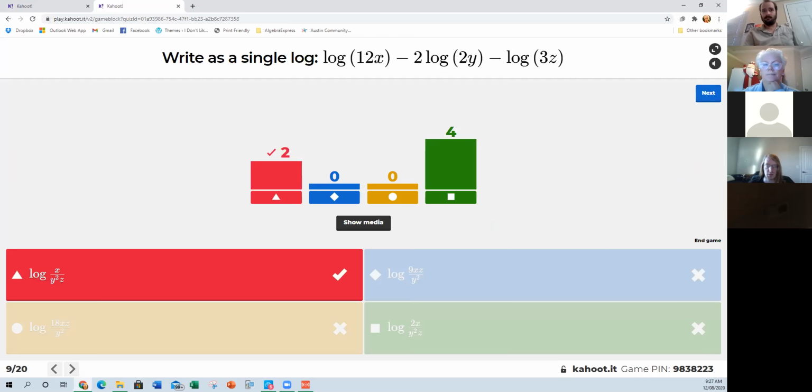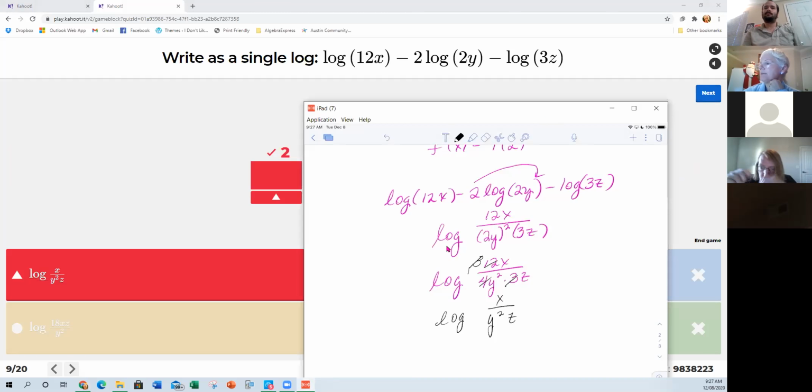Okay. Be careful about this kind of problem. You start out, you know it's going to be log of some big blob, and anything that's positive is going to go in the numerator, and anything that's negative is going to go in the denominator. So the 12x will go in the numerator. This 2 becomes an exponent. So I'm going to have 2y in parentheses squared in the denominator, and also the 3z in the denominator. And when I square 2y, make sure you're squaring both the 2 and the y. You're going to get 4y squared. And when you simplify all of that, you wind up with log x over y squared z.